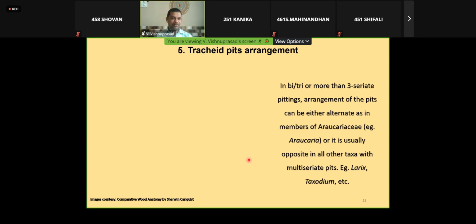So the pits are very, very important. And that's why the structure of the pit becomes a very important characteristic feature. Okay, so here the tracheid pits arrangement is one important feature. Now, in the case of softwoods, if you observe the tracheids properly, there are uniseriate pits also present. That means the pits are present in just one row. But there, the arrangement of the pit is not at all a point because it's just one row of pits.